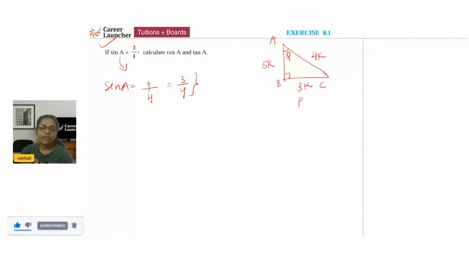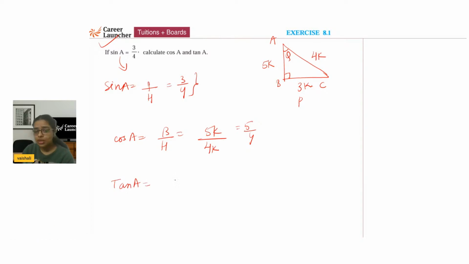Okay? So you have got all the values, and now you can simply calculate the value of cos A, which is base upon hypotenuse, which is equivalent to 5K divided by 4K, which is 5 by 4. And if you look at tan, what is it? Perpendicular upon base. So perpendicular is 3K and your base is 5K. So 3 by 5 is the value of your tan A. And we are done with this question as well.